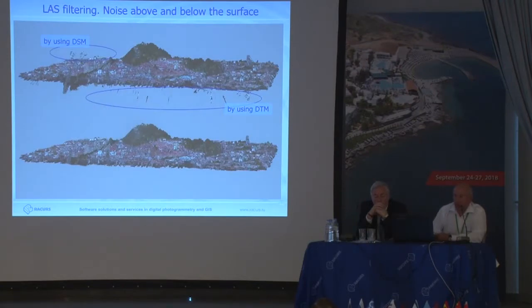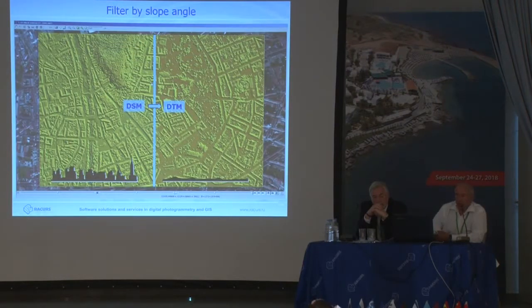Another filter. You have a point cloud, and in parallel, you use a DSM and a DTM. One of them is used for noise above and the other below the point cloud. We will look into it at the master class.